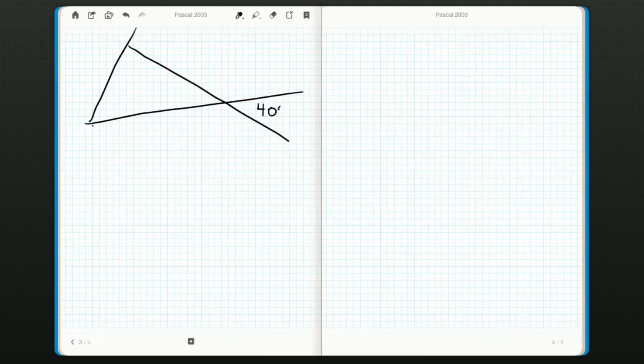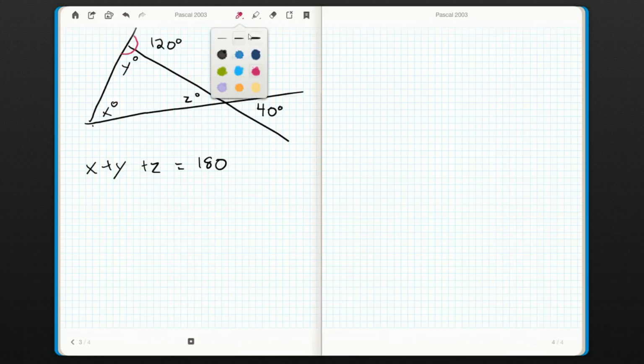So we have 40 over here, we have 120, and we have x. Let's give these other angles some names too, y and z. I know that x plus y plus z is going to have to be 180 degrees. 180 degrees makes up a triangle. But I notice up here, y and 120 form a line. So y degrees plus 120 degrees is going to be 180 degrees as well.